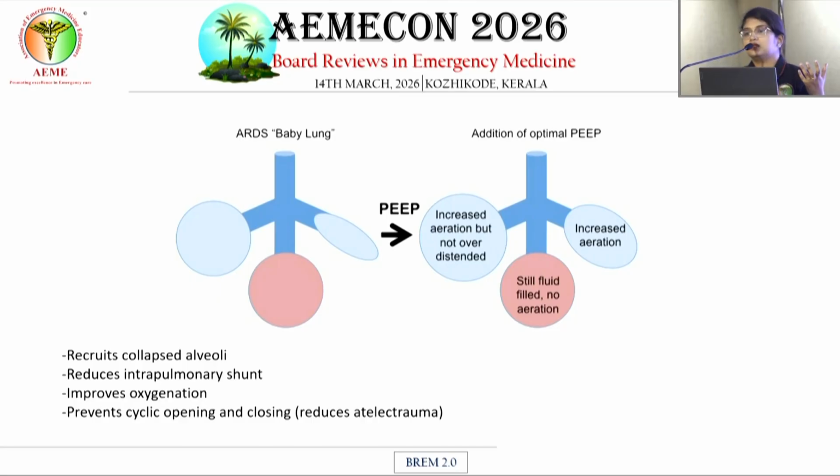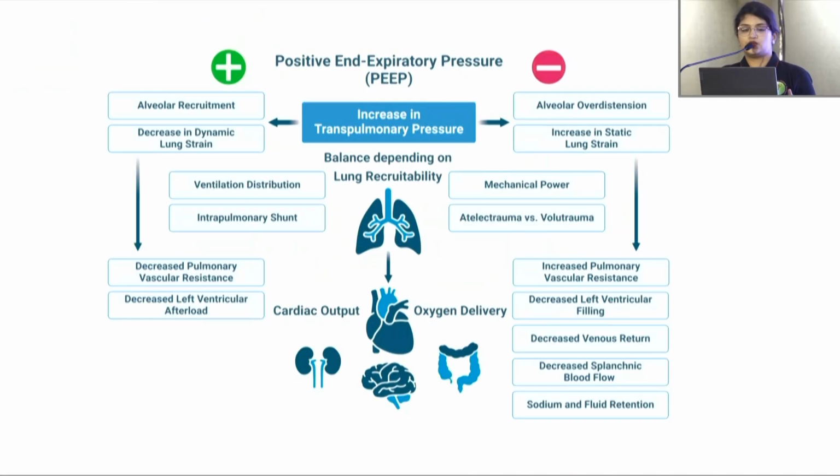When positive end expiratory pressure is delivered, as you can see in the picture, it will recruit the collapsed alveoli, which will improve oxygenation. Simultaneously, it is reducing the intrapulmonary shunt and it prevents cyclical opening and closing of alveoli. That is, atelectrauma is reduced.